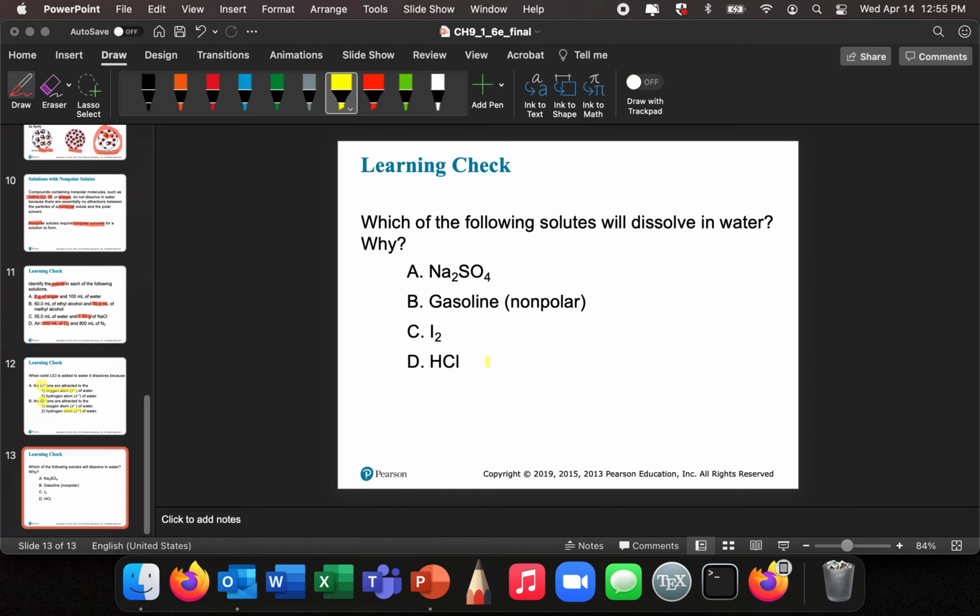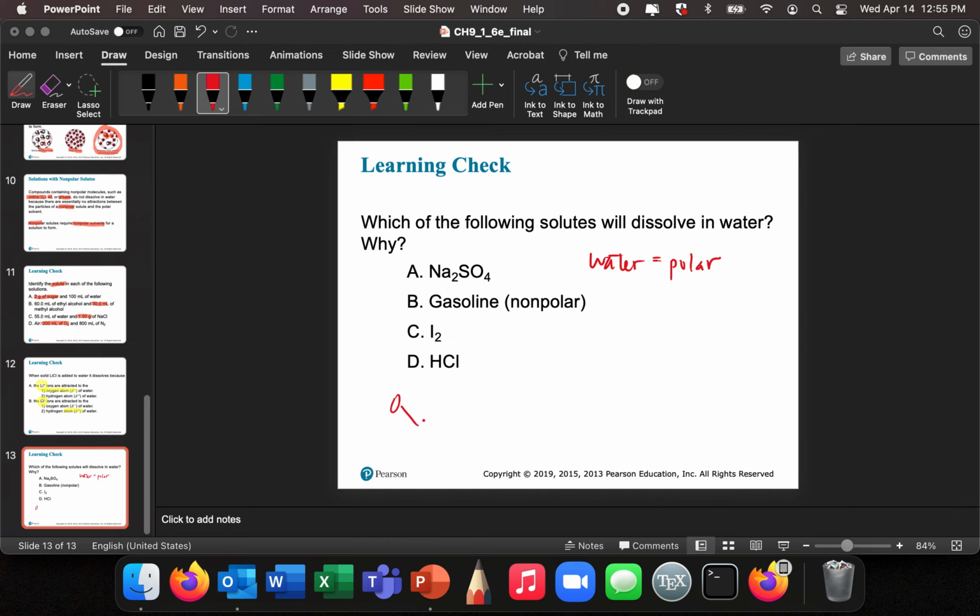And the final learning check. Pause the video and have a look at this. Which of the following solutes will dissolve in water, and why? Okay, I'm going to suppose that you paused it. Remember, water is polar, right?